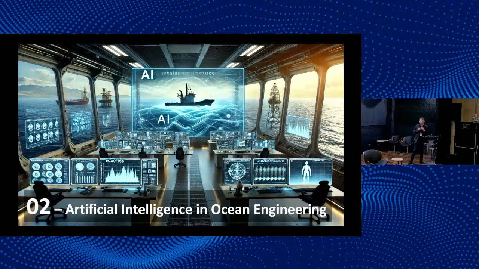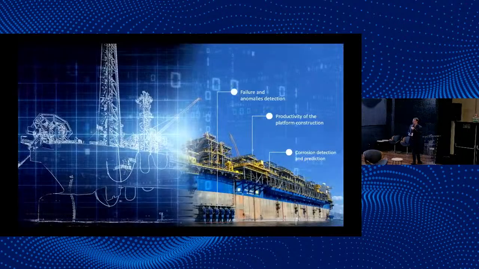The other topic that I want to speak about is artificial intelligence applied to ocean engineering and offshore engineering. In that case, we have more than a decade working on that topic. And we developed some solutions for the oil and gas industry, mainly in three areas of application. The first one is productivity of construction of platforms, could be FPSOs or fixed platforms or other types of platforms. Another one is failure and anomaly detection. And finally, the last one is corrosion detection and prediction.